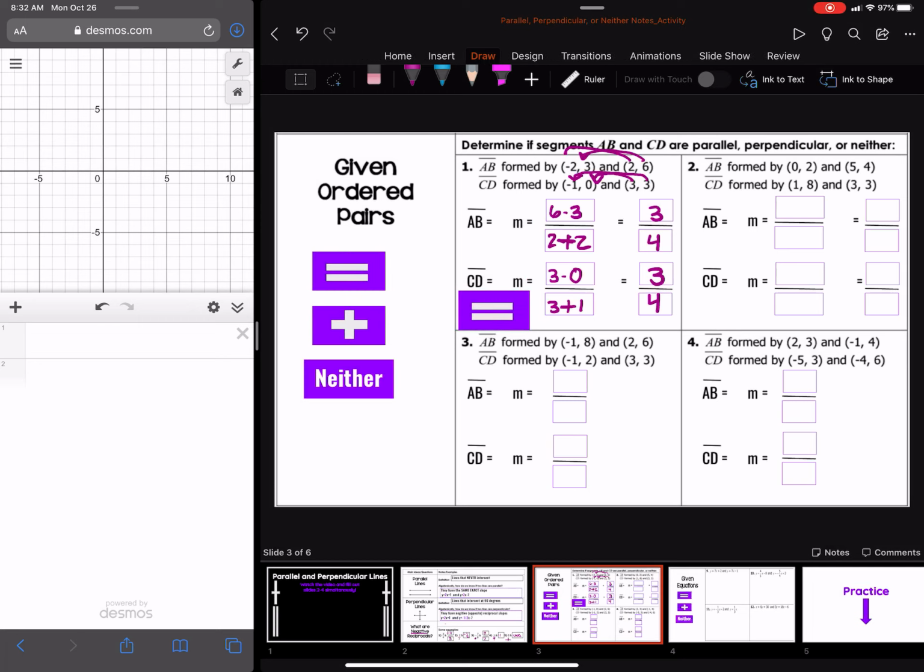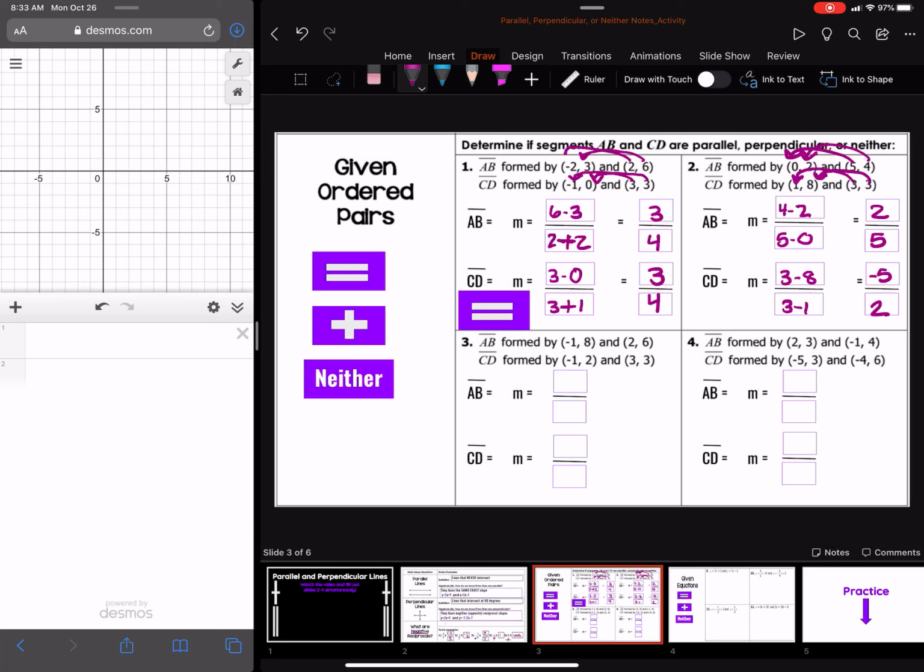Let's try this one. So the next one we're going to do 4 minus 2. 4 minus 2, which obviously is 2. And then 5 minus 0. 5 minus 0 is 5. So we have 2/5. Here we have 3 minus 8. 3 minus 8 is a negative 5. And then we have a 3 minus 1. 3 minus 1 is a 2.